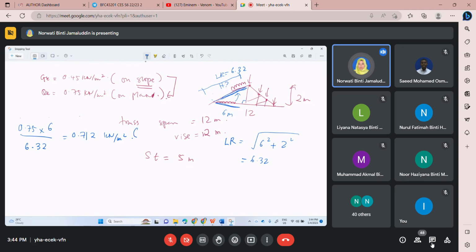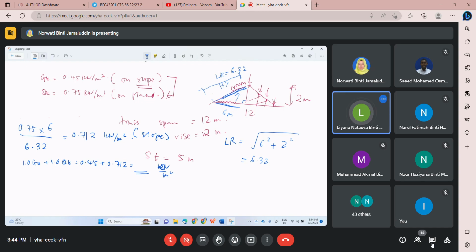So this is already on slope. Now it's already on slope. Then now you can add these two values. Campurkan 0.712. Berapa? Ini kilonewton per meter square. Okay. Help me. Sekejap doktor tengah kira.